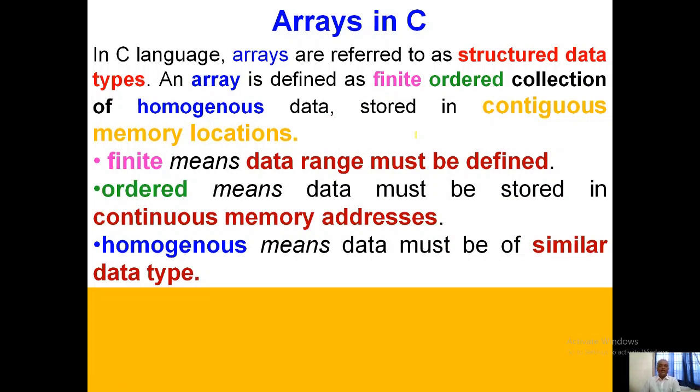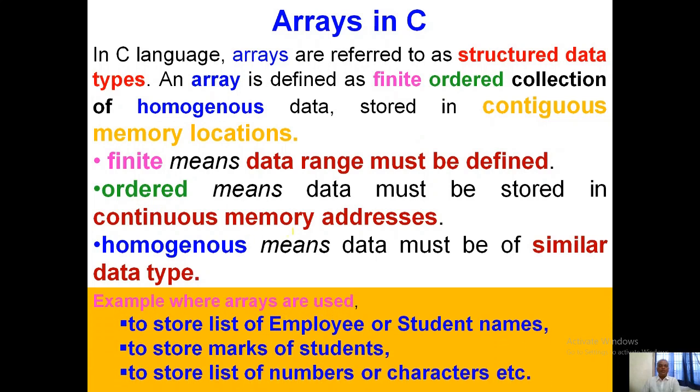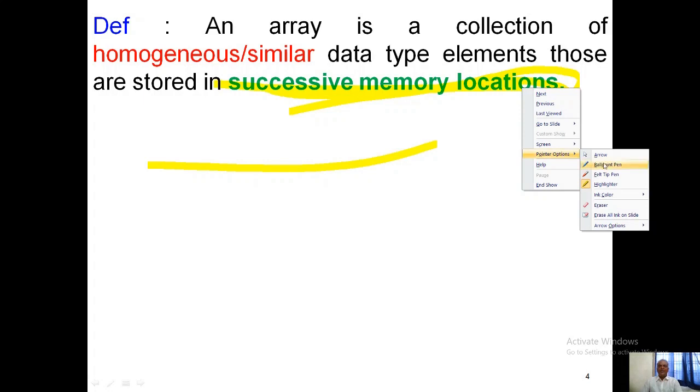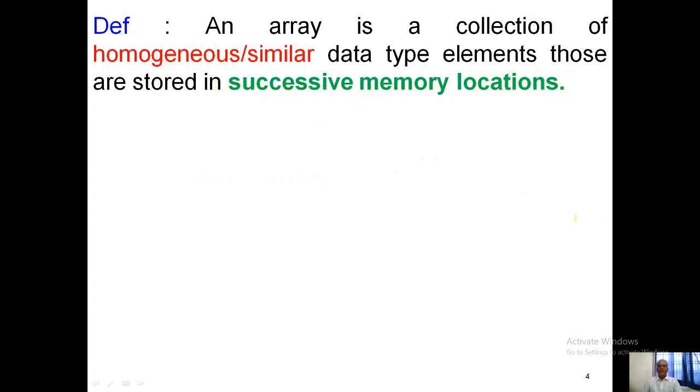Arrays can be used in different places, like to store a list of employees, student names, marks of the students, or a list of numbers. So the definition is: an array is a collection of homogeneous or similar data elements, those are stored in successive, that means continuous, memory locations.